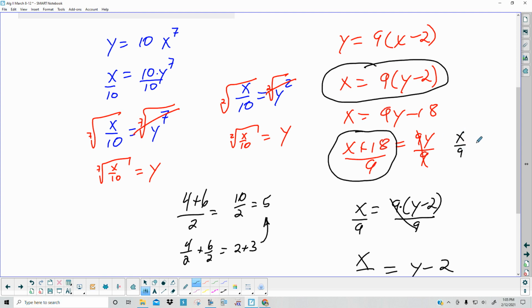So that's x over 9 plus 18 over 9, which is x over 9 plus 2, which is the same thing as we got down below. Okay.